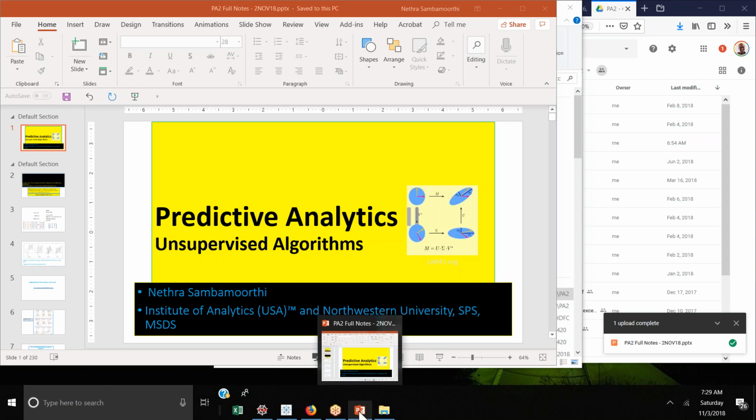Principal means main, important, right? Who is the principal of the school? He is the main person, principal, right? Main person. Principal dimensions. We want to find out the principal dimension, principal components. Components means dimension. Principal components analysis. Factor analysis.